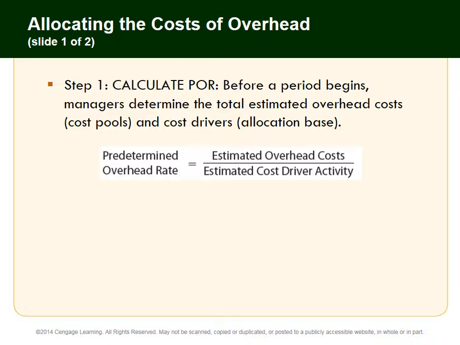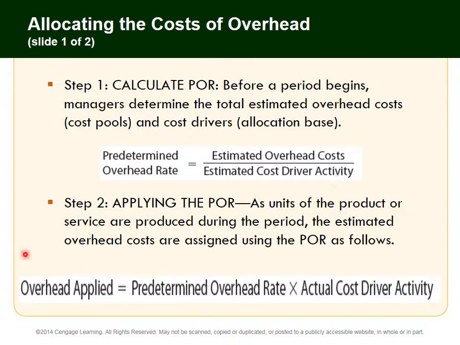So here's the way it goes. Estimate your overhead costs, which is also called your cost pool. Estimate your cost driver activity, and that is whatever management or the accounting system has determined makes the costs go up.